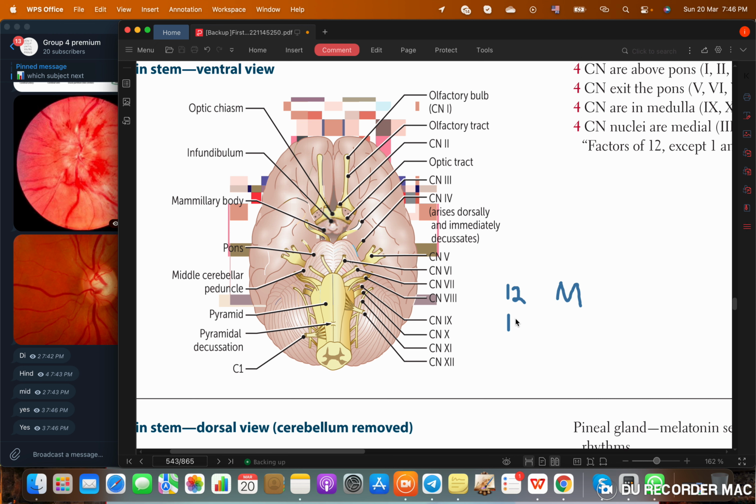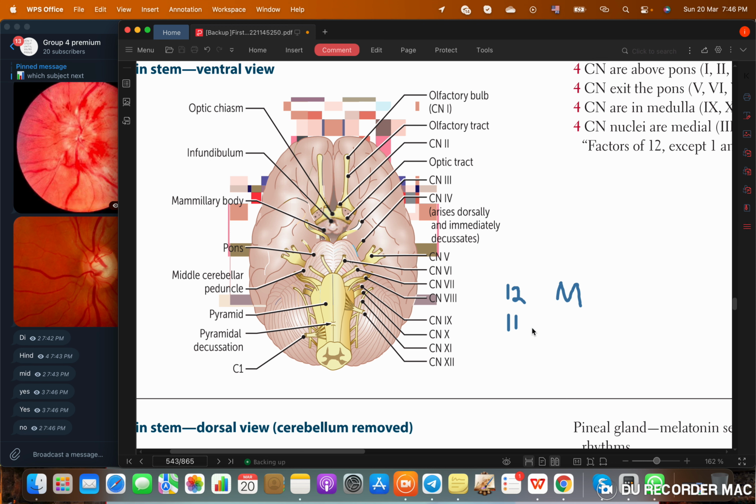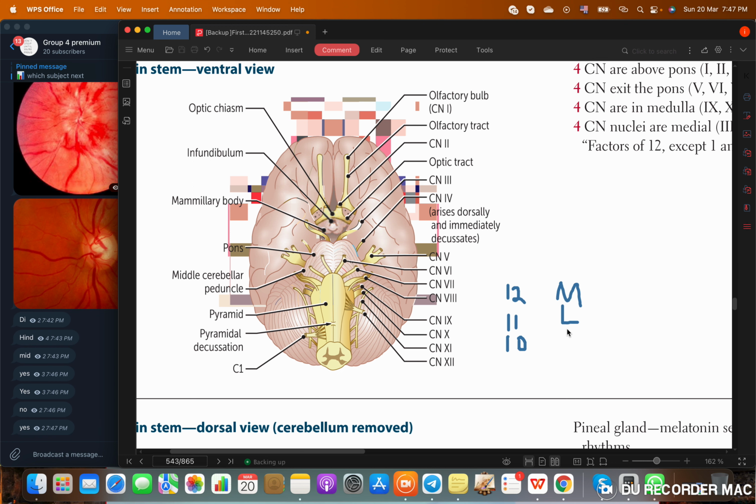Can 11 divide 12? Or can I divide 12 by 11? You cannot, so it's lateral. 10. Can you divide 12 by 10? No, you cannot. I'm saying a way of division that will be a full number, not like 0.1. So 12 on 10 will be like 1.2 maybe. So it's not correct. I just wanted to have an exact number. So 10 cannot, so it's lateral.